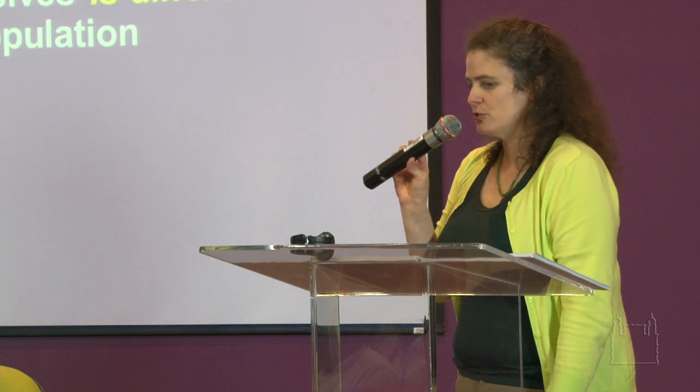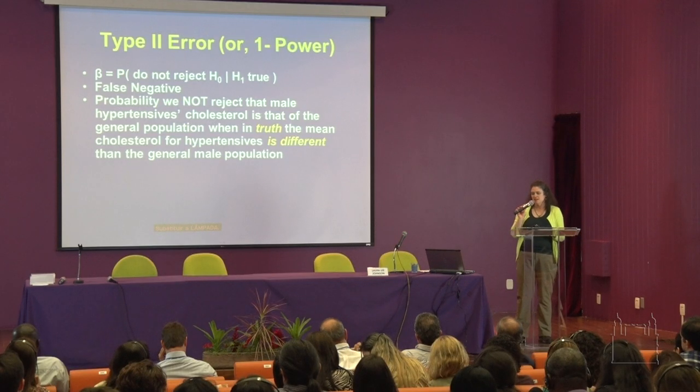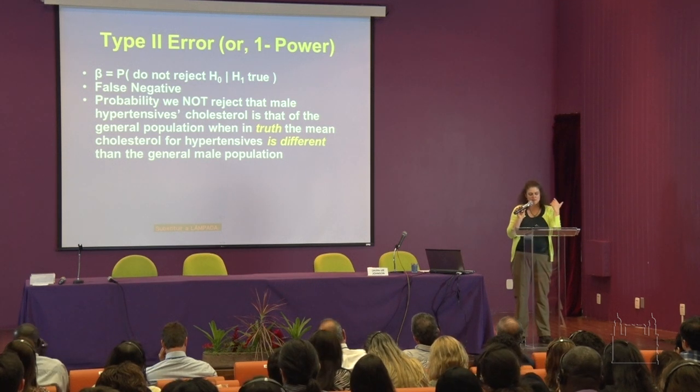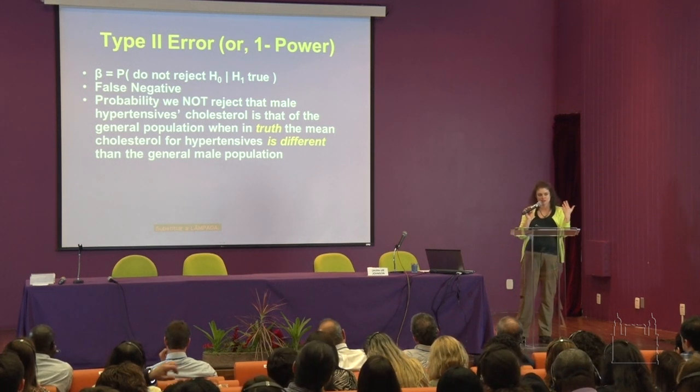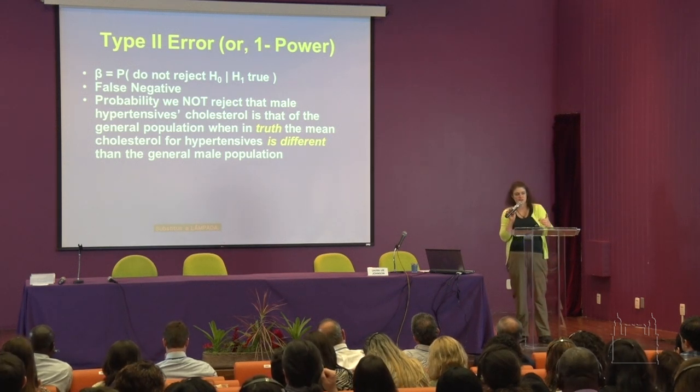Type 2 errors, or 1 minus the power, this is that beta. It is the probability that we do not reject the null when the alternative is true. So it's your probability of having false negatives. And in our case, it is the probability we do not reject that male hypertensive cholesterol is that of the general population, when in truth, the mean cholesterol is different in our hypertensives compared to the general male population.